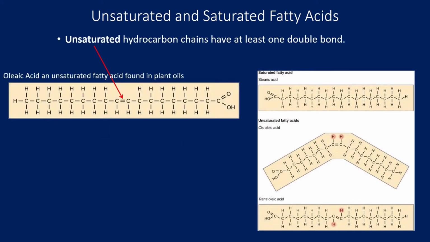Unsaturated fatty acids have at least one double bond within the chain. Double bonds between carbons in a hydrocarbon chain cause a kink in the hydrocarbon chain, preventing the close packing of hydrocarbon tails and reducing hydrophobic interactions. These are liquid at room temperature and are often referred to as plant oils.